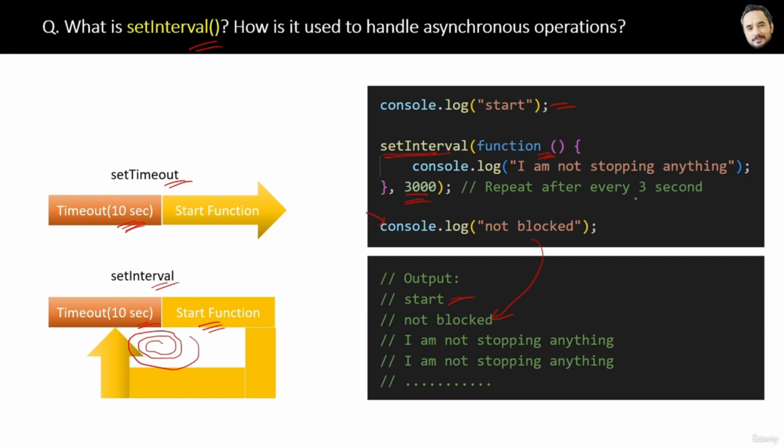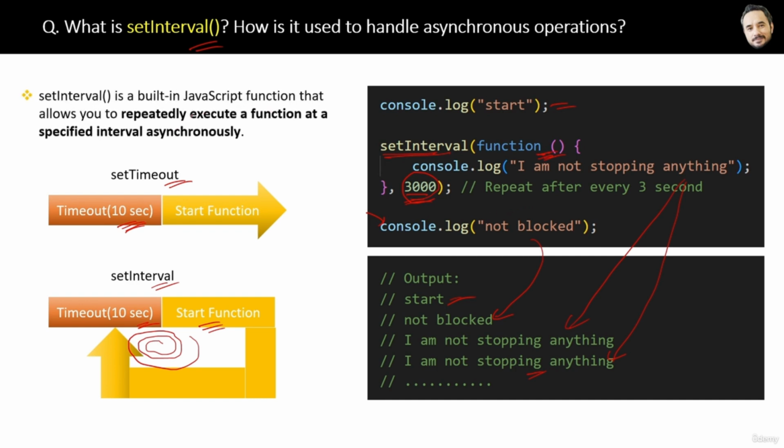And then after the 3 seconds, I am not stopping anything. This line will be printed by set interval method. Now the difference is that again after 3 seconds, this anonymous function will again execute. So the set interval method will execute this anonymous method again and again after every 3 seconds. Finally, the definition is: set interval is a built-in JavaScript function that allows you to repeatedly execute a function at a specified interval asynchronously. Great, now you know it.